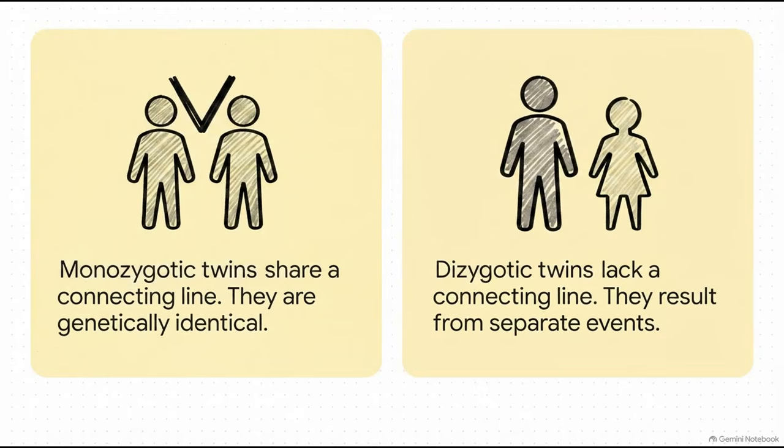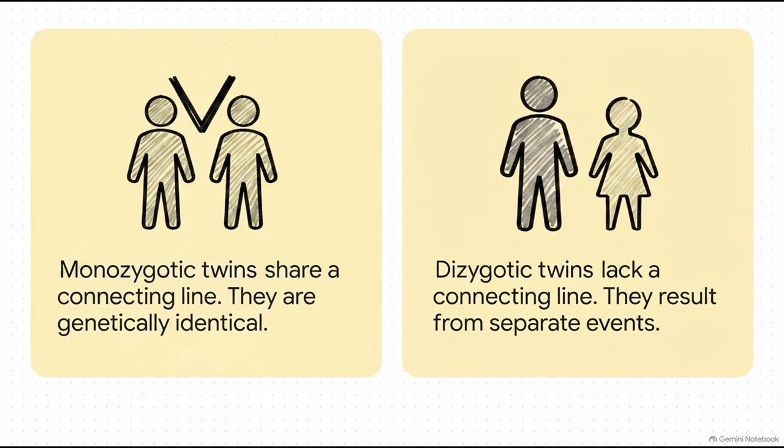Twins are fascinating, and they get a very specific notation, a branching line that looks like an upside-down V. But you've got to look closely at the difference here. Monozygotic, or identical twins, come from a single fertilization event, so they're genetically identical. Because of that, they get a little horizontal line connecting the branches of the V.